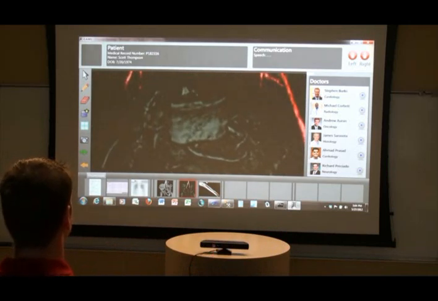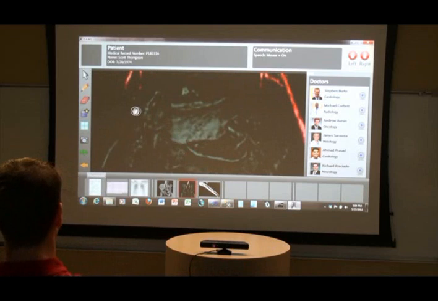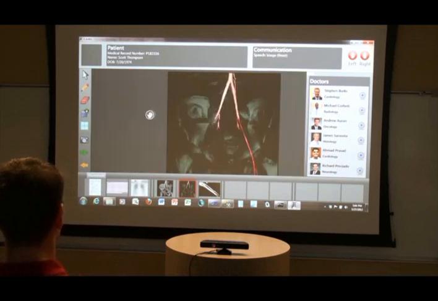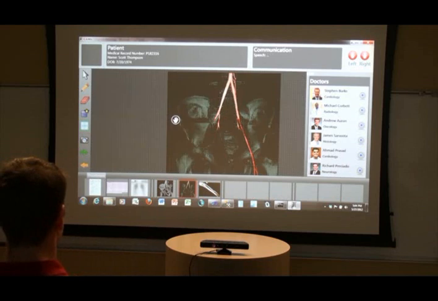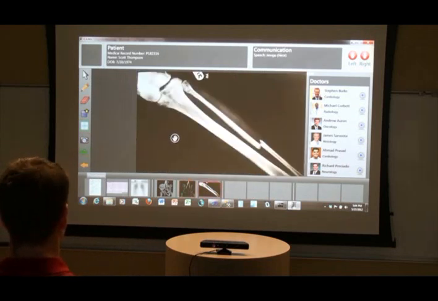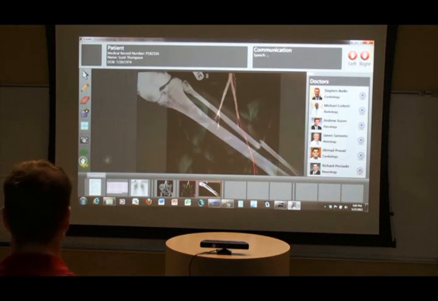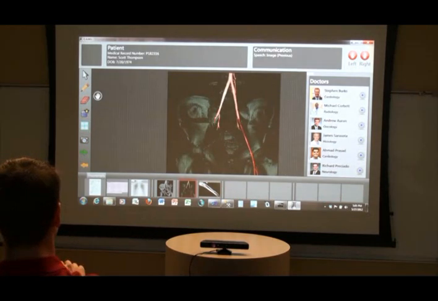Mouse on. The mouse functionality is now on. Reset. The grid functionality is now on. The grid functionality is now off. Next. Previous. The pencil is now on.